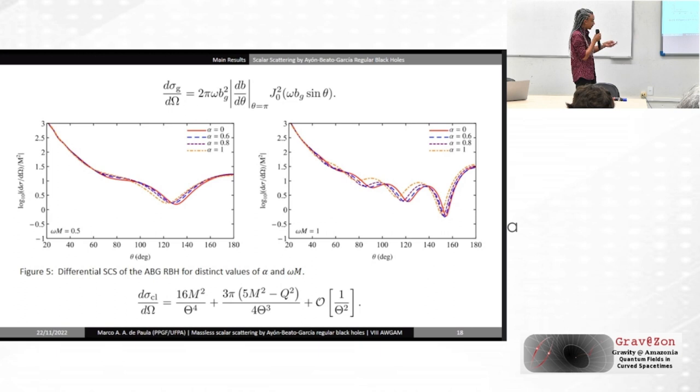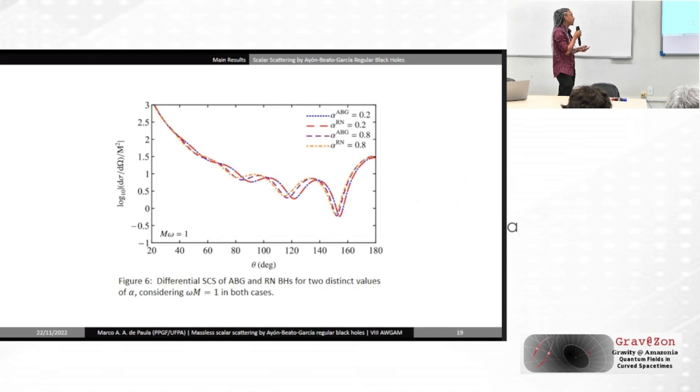So in this figure here, we compare the differential scattering cross sections of ABG and Reissner-Nordstrom black holes for two distinct values of the normalized electric charge. We can see that for small values of the charge, the results for ABG and Reissner-Nordstrom black holes are very similar. But we already expect this for small values of the normalized electric charge, since both black hole solutions tend to the Schwarzschild case. But as we increase the values of alpha, considering, for instance, alpha equals 0.8, the interference fringe width of the Reissner-Nordstrom case is larger than that of the Ayon-Beato-Garcia case.